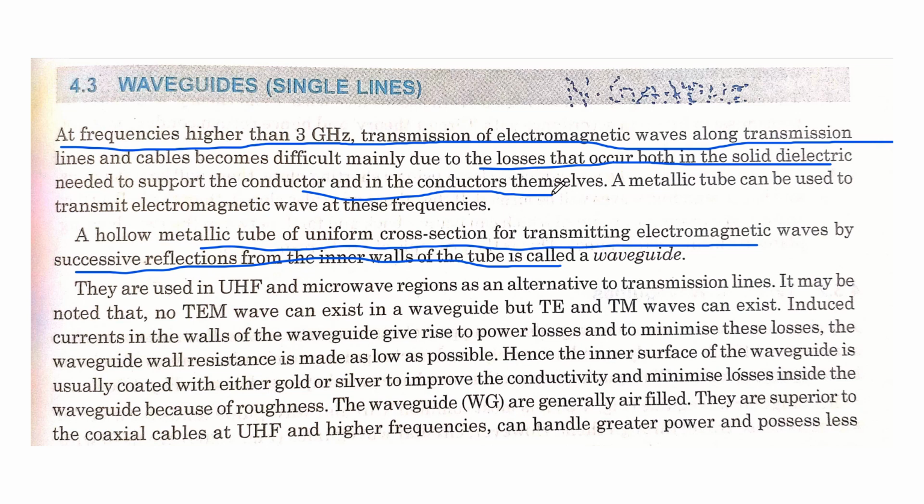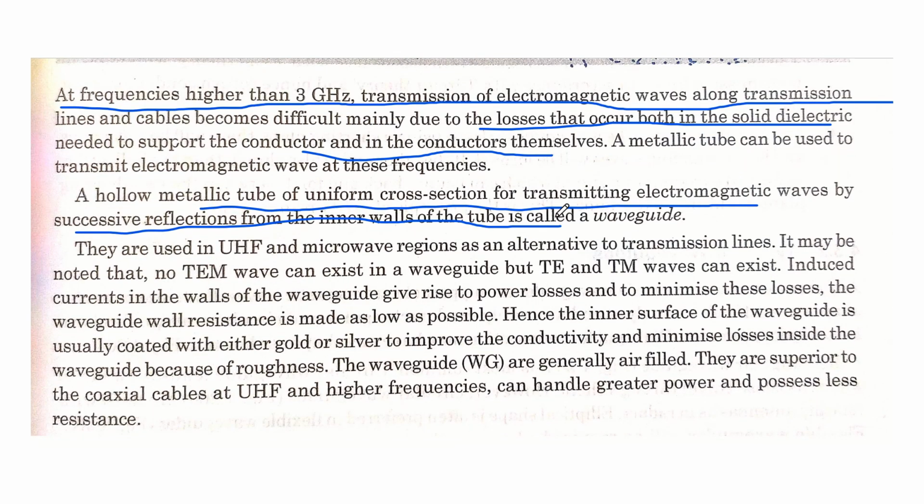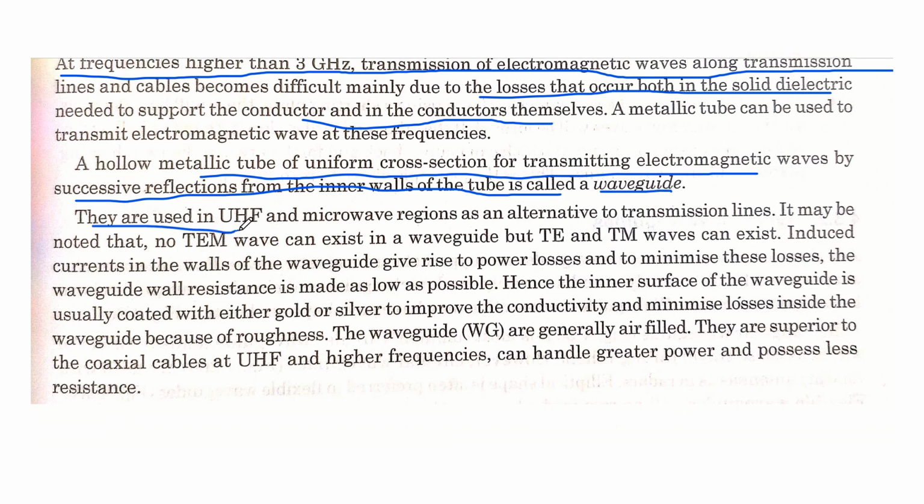The signal may be lost while transmitting through coaxial cables or transmission lines when its frequency is more than 3 gigahertz. That's why we move to waveguides for transmitting high frequency signals, nothing but microwave signals. Okay, and the tube used to transmit that high frequency electromagnetic wave is known as a waveguide. Remember this. And they are used in the ultra high frequency and microwave region as an alternative to transmission lines.